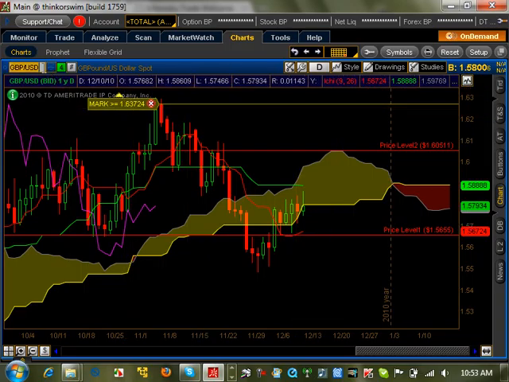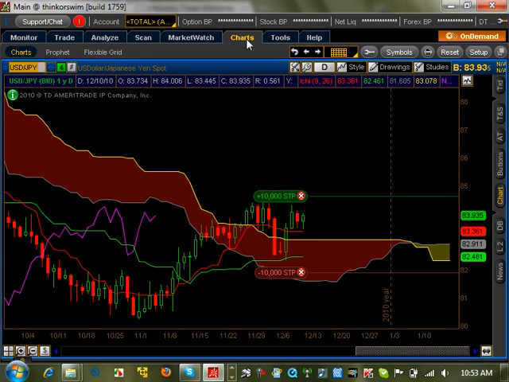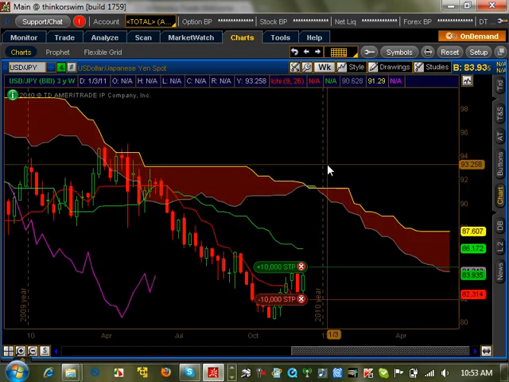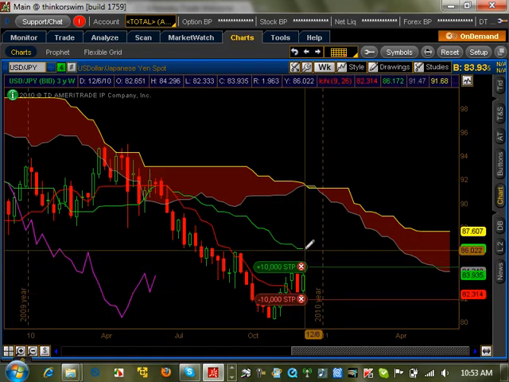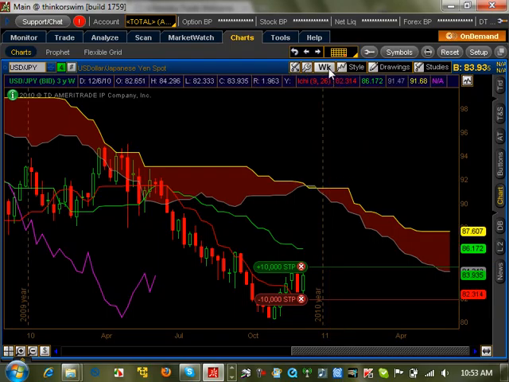Okay, let's go look at the US yen, and let's go look at the weekly time frame. If you look at the weekly time frame, basically we're between the Kijun and the Tenkan, so it's basically a counter trend bullish move right now that we're in.